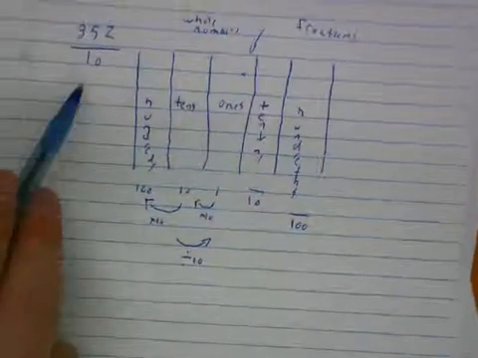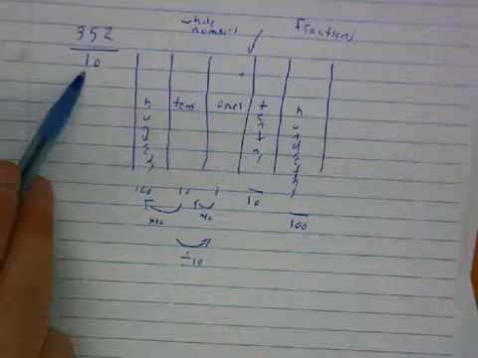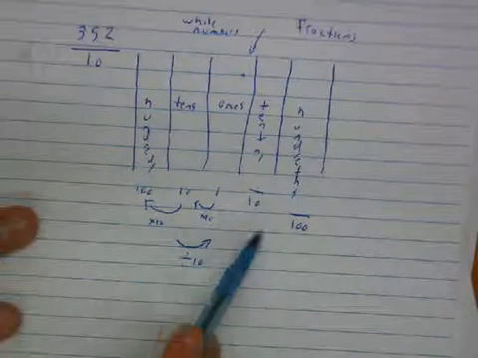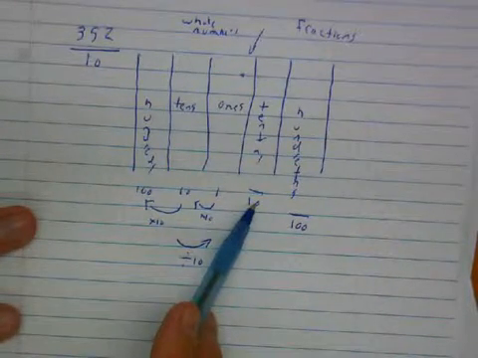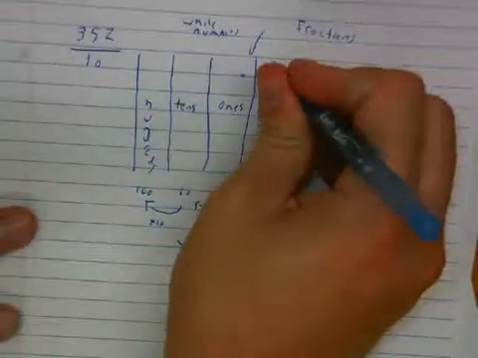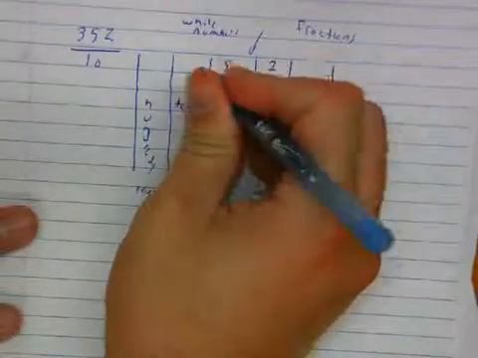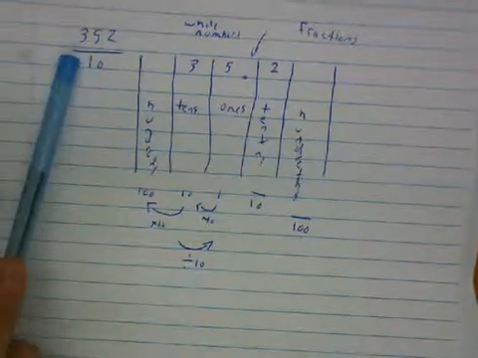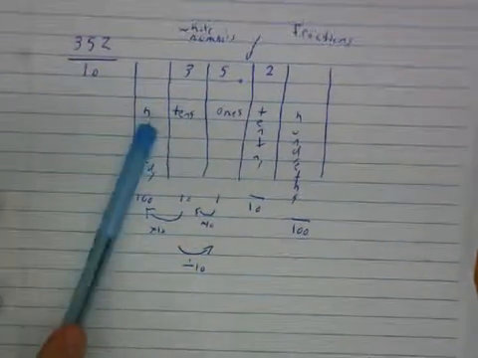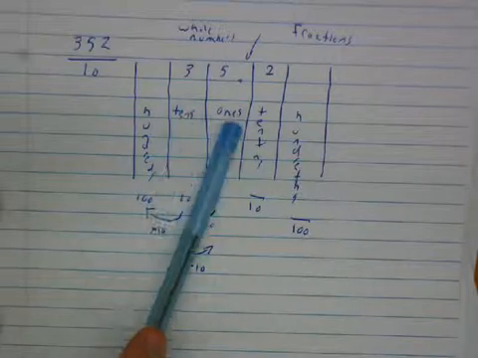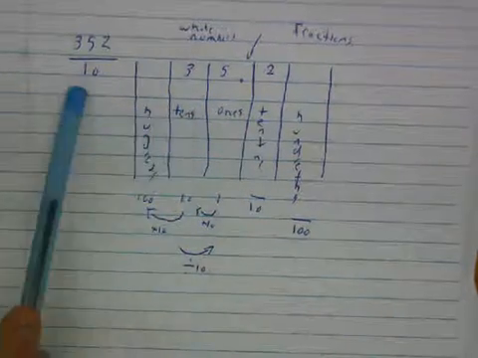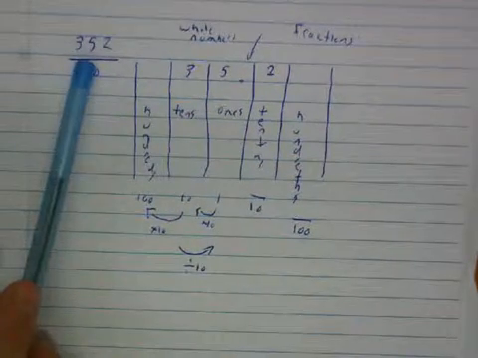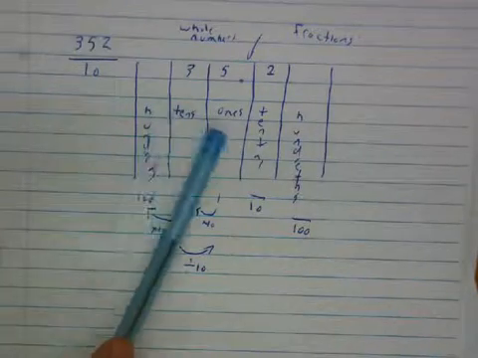So if we look at our 352 over 10, I'm starting in the tenths column, which is right here. So if I put my 2 here, I put my 5 here, and my 3 here. So 352 over 10, or 352 tenths, is the same as 35.2. And that makes sense because if you have around 300, and you divide it amongst 10 people, you're going to get a number that's around 30.